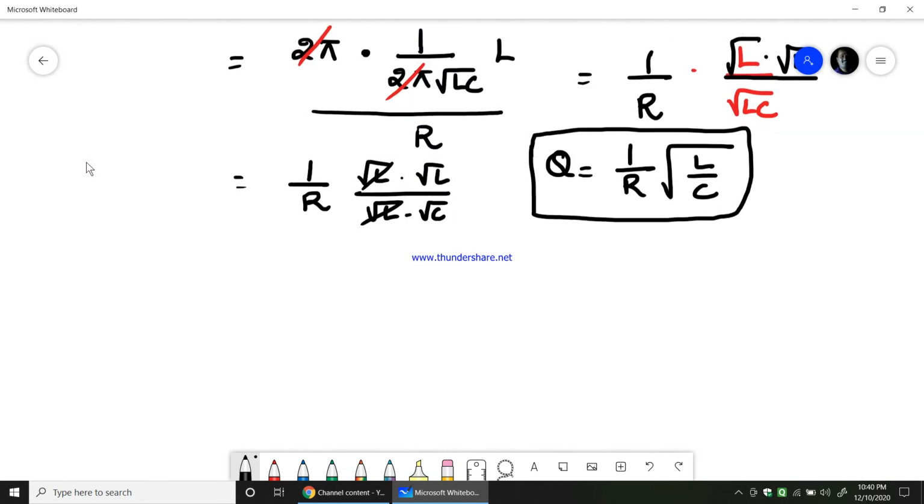Okay, so I hope now you all are clear with what the quality factor of a resonant circuit is, or what would be the quality factor of a series resonant RLC circuit. Now we'll see what is selectivity and what would be the bandwidth.